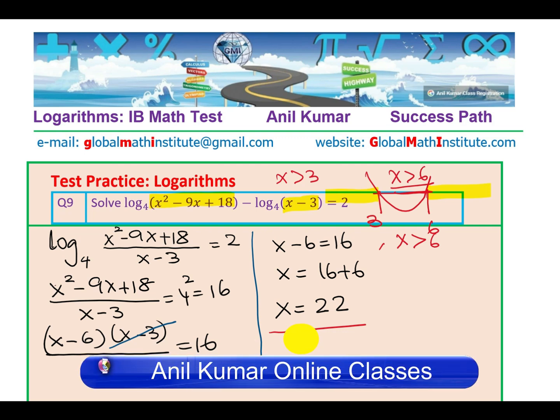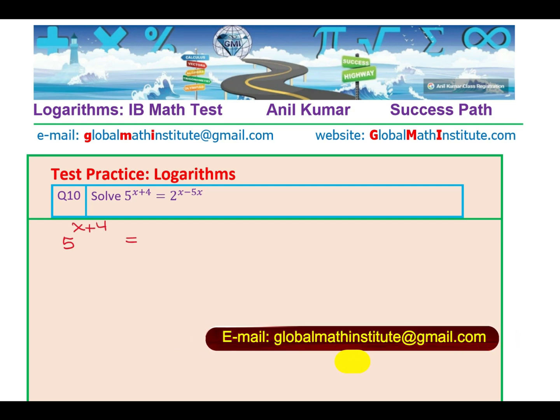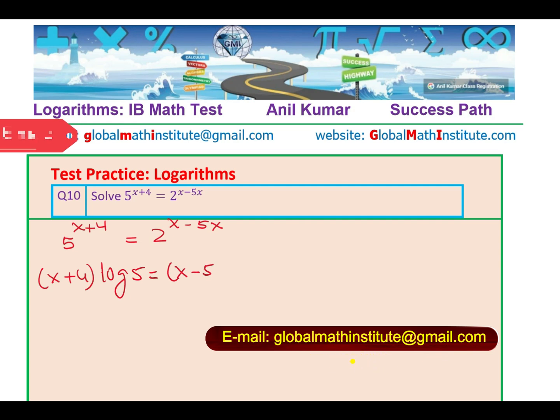Perfect. Last question for you, which is solve 5 to the power of x plus 4 equals 2 to the power of x minus 5x. Let's see how do we solve this question, right? Okay, so when the bases are different, we need to take the logs. So when you take logs on both sides, we get (x plus 4) log of 5, right? Equals (x minus 5x).